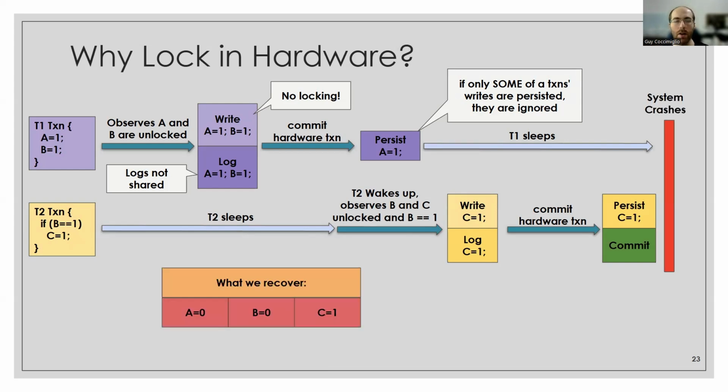Well, we're going to recover A equals 0, B equals 0, and C equals 1. Hopefully it's obvious why we recover C equals 1. We fully persisted T2. Hopefully it's also obvious why we recover B equals 0. We never persisted any writes of B. And we recover A equals 0 in this case because we only partially persisted T1, so we're going to ignore any of its updates. We're effectively reverting it in this case.